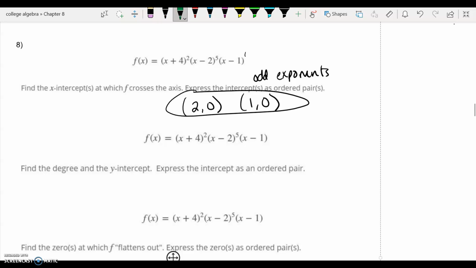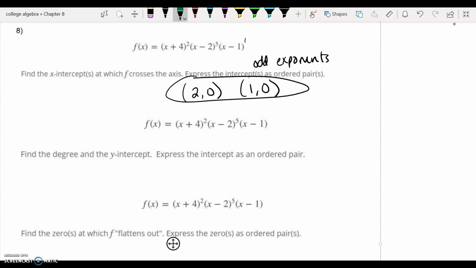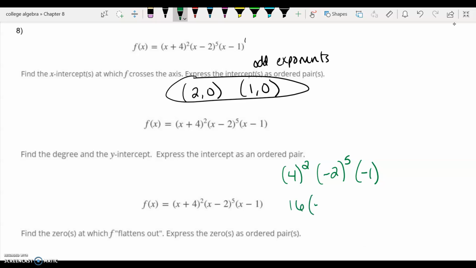The degree and y-intercept. To find the y-intercept, you take the number that they give you to the exponent, and you multiply all of them together. Just make sure you watch your signs on this. So this would be 16 times -32 times -1. Whatever that number is, I don't have a calculator. You put 0, comma, whatever it is. Your degree, you just add the exponents together, so my degree would be 8 on this problem.